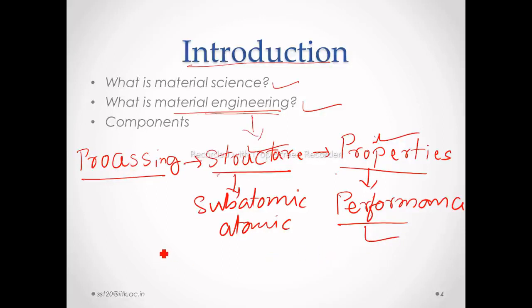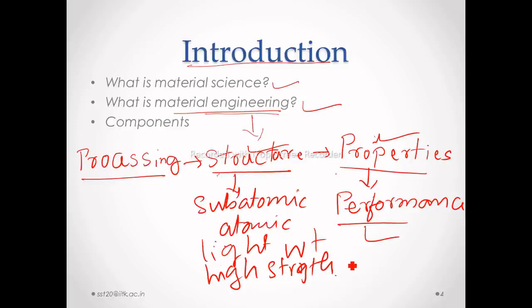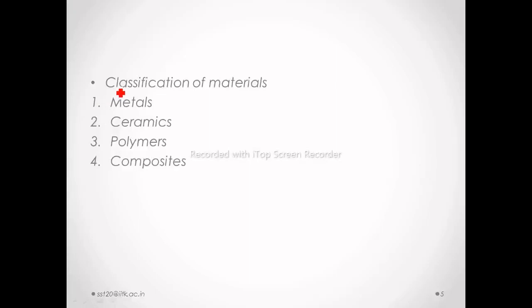If you want to get desired properties via desired performance, for example a longer duration of time, lightweight materials in aircraft, in aerospace structures, we are using lightweight and high strength materials. High strength is the performance of those materials. So that is the difference between materials science and materials engineering.